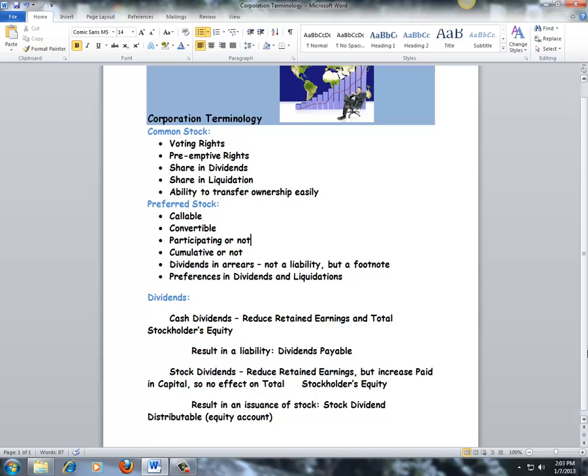Whereas stock dividends don't involve cash, they involve issuing new shares of stock. While they do reduce retained earnings, because all dividends reduce retained earnings, they also increase paid-in capital, which is the other part of stockholders' equity. So if I decrease one part of stockholders' equity and increase the other part by the same amount, there's no total effect on the stockholders' equity. The result of an issuance of stock dividend is a new account called Stock Dividend Distributable. It's an equity account, it's temporary, and it will eventually become common stock when the dividend is finally distributed.